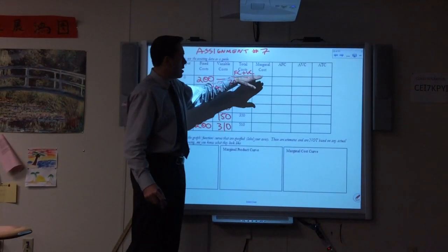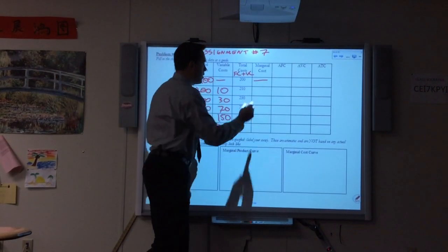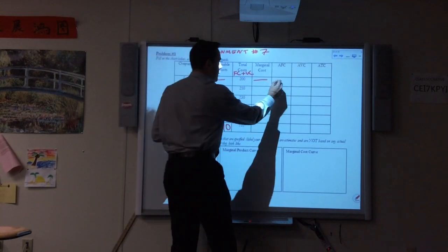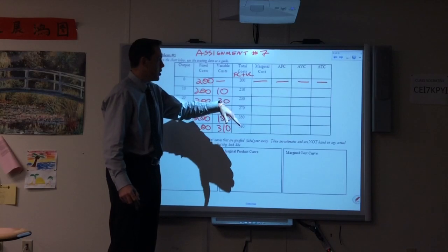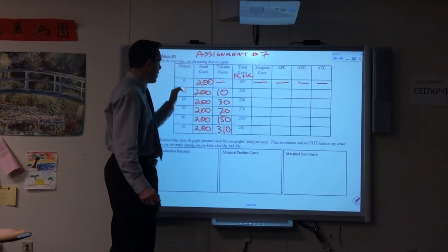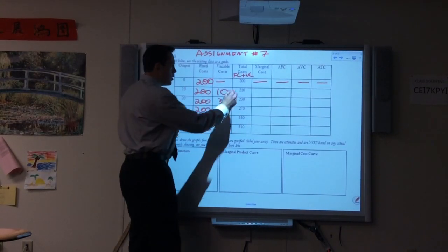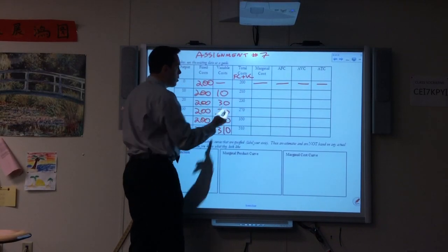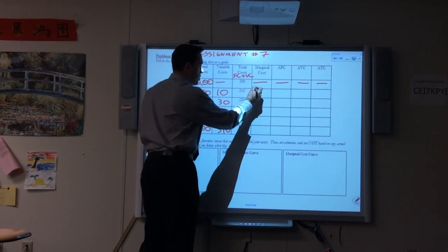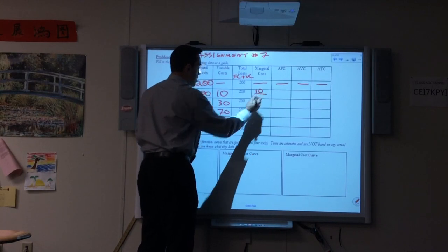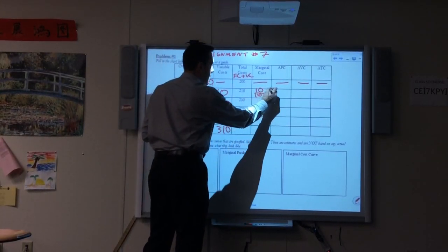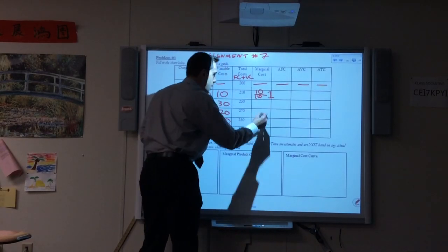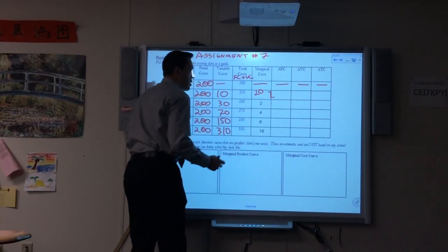Now my marginal cost is, there's no marginal cost for no output, and there's no average for no output. My marginal cost is the change in total cost divided by the change in output. So going from 0 to 10, the change in total cost is 10. My change in output is 10. So 10 divided by 10 is 1. And then here are the answers for the rest.